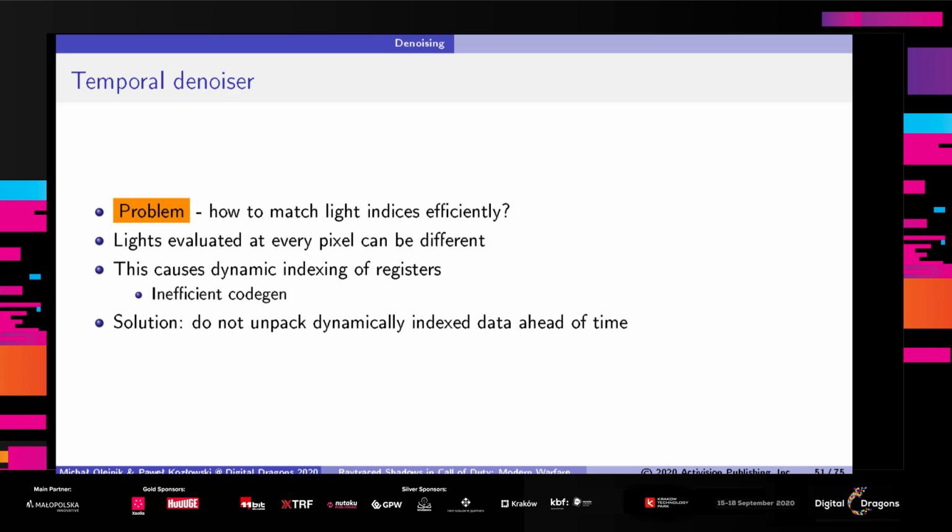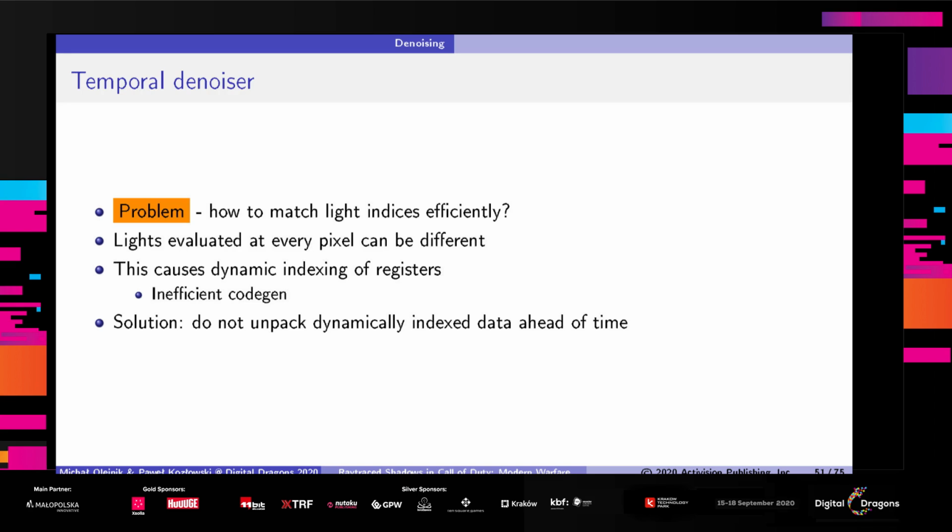Another interesting performance caveat is how to match light indices between samples, and this is something that applies to both temporal and spatial passes. In our case, each pixel can have a different set of lights affecting it, so even if 2 pixels share the same lights, it's not guaranteed they will be in the same order. This isn't something that can be pre-computed. We have to loop over lights for both samples manually.